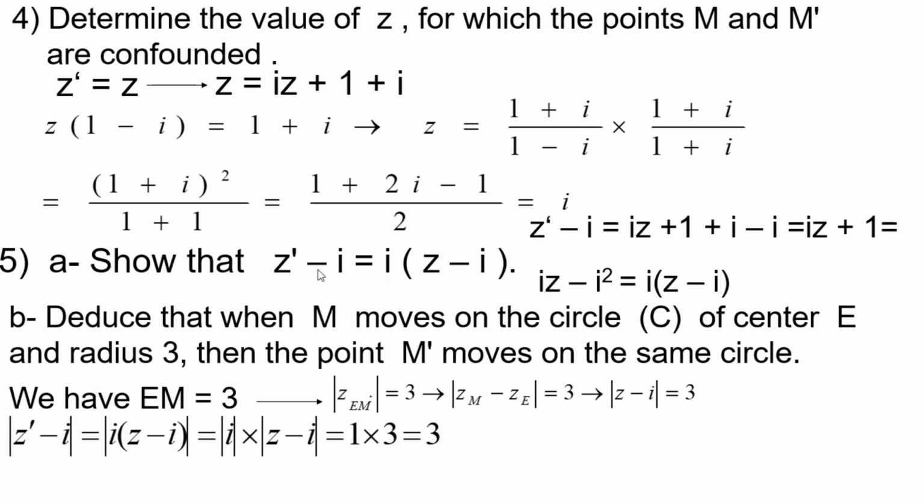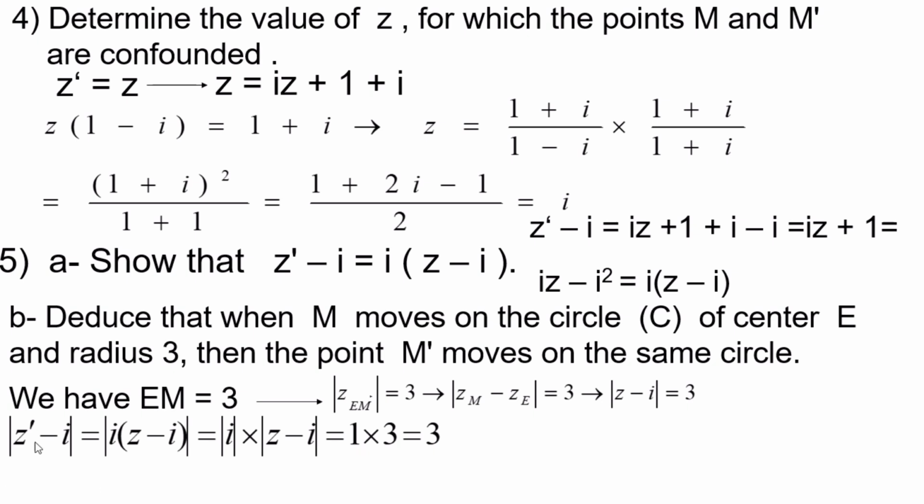Here Z prime minus I is the product of two complex numbers. The modulus of the product is modulus times modulus. So modulus of I times modulus of Z minus I. Modulus of I is 1. Modulus of Z minus I equals 3. Then modulus of Z prime minus I equals 3.